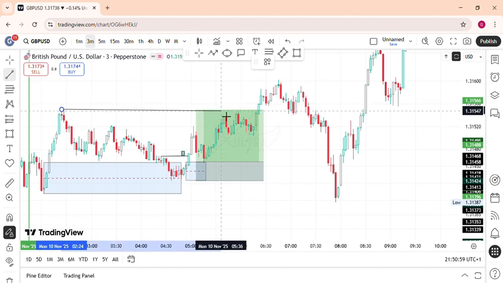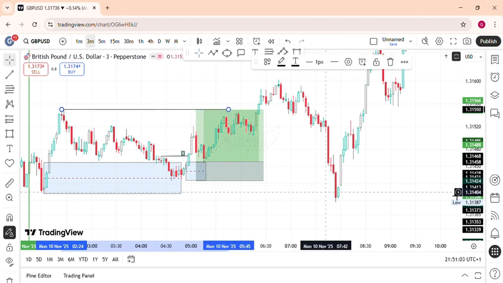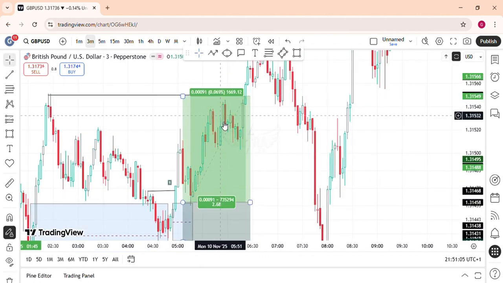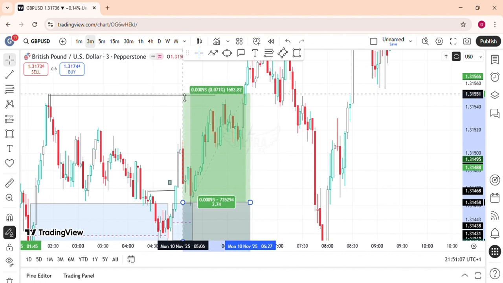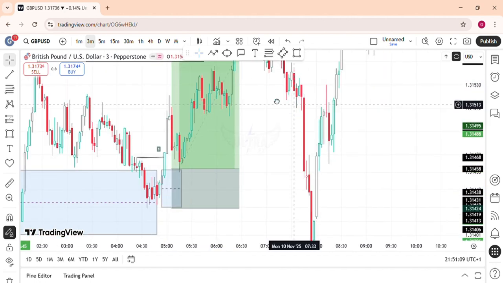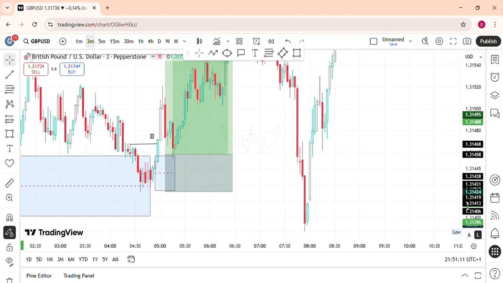This is our TP. So moving on, we have a risk to reward ratio of 2.71. As you can see here, boom, market hit our TP.